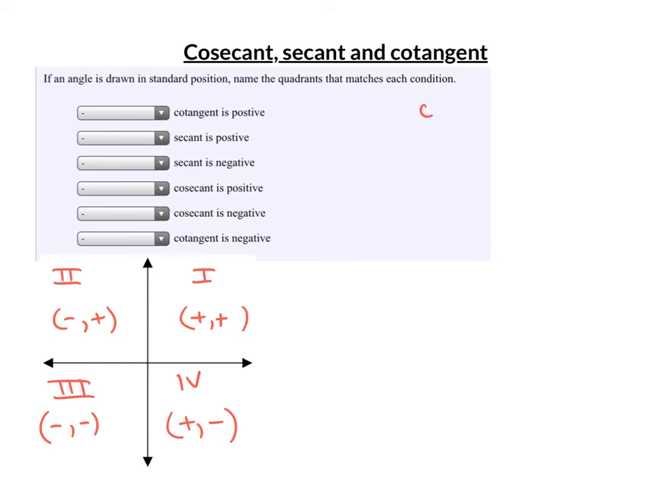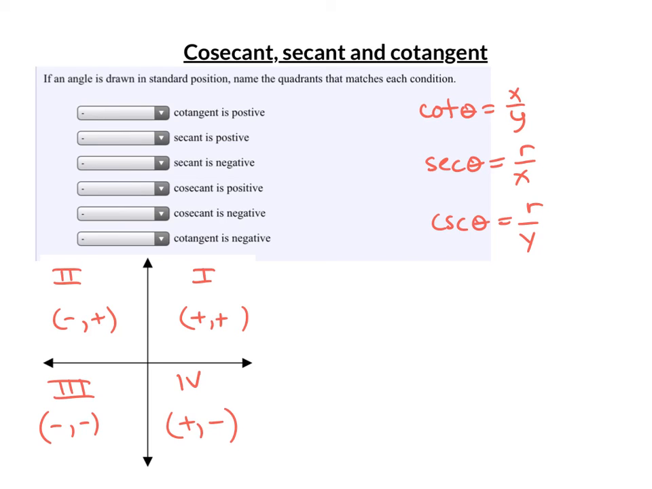The cotangent of any angle is the reciprocal of tangent, so it's x over y. The secant of theta, that's the reciprocal of cosine, so it's r over x. And the cosecant of theta is the reciprocal of sine, so it's r over y. Now, as we look at these, we can use this information and the coordinate plane to figure out which one's positive and which one's negative.